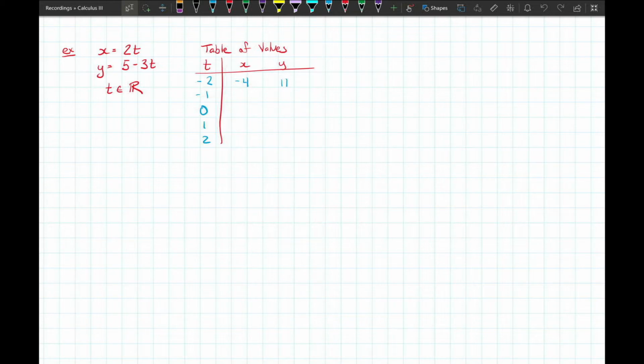So that's our first coordinate in Cartesian coordinates, -4, 11. And we can complete this for the remaining values of t in the table of values. As you see, as t is increasing, it looks like x is increasing and our y is decreasing. You can kind of see that by the linear relationship of x and t as well as with y and t. Now it's time to go ahead and try plotting this curve.